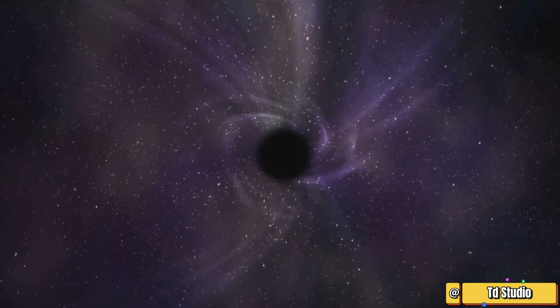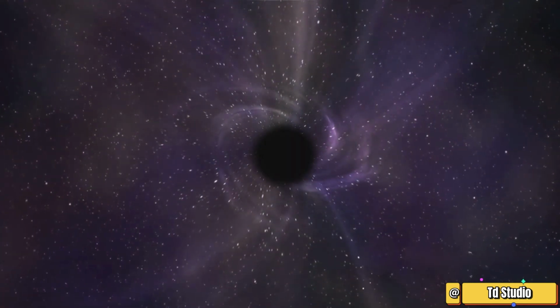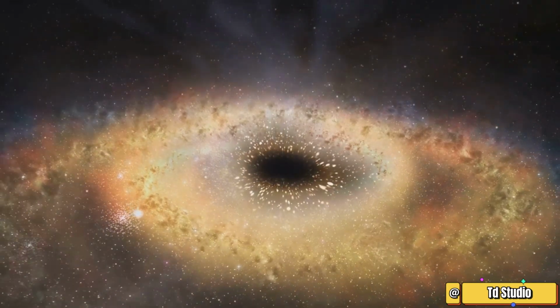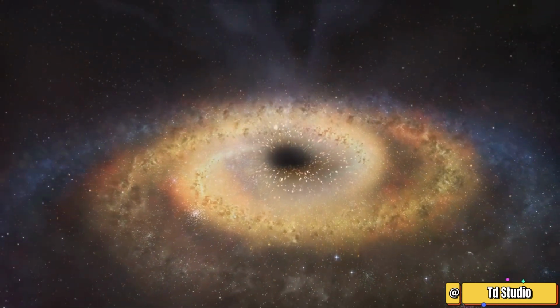The study of black holes pushes the boundaries of our understanding of the universe, revealing new insights. They offer a glimpse into the extreme conditions where gravity reigns supreme, and the laws of physics are tested to their limits.